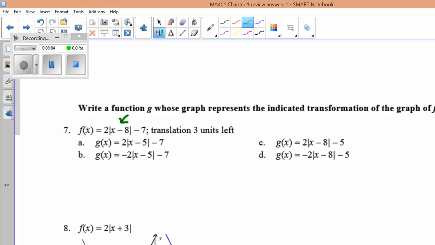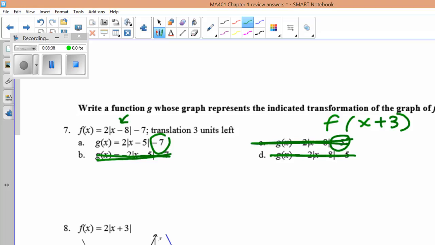So basically we're going to take the inside and move it left, which means we are adding 3 to the inside, because it would look like this. F of x plus 3 on the inside. So if that's the only change, then this 2 still needs to be positive. Okay, these guys are wrong. And we know that left is on the inside, so the 7 is not going to change to be a 5. So we didn't even do the work yet, and we know it's A.